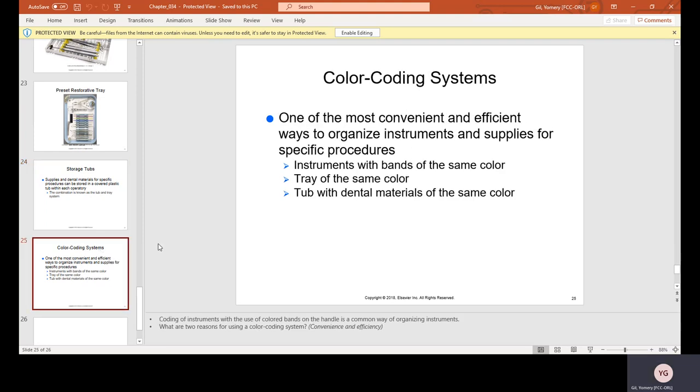And like I have previously mentioned earlier in the lecture, color coding systems. One of the most convenient and efficient ways to organize instruments and supplies for specific procedures are instruments with bands of the same color. So if you see a whole bunch of instruments that all have yellow bands, then that means that all those instruments go together. If you see a whole bunch of instruments that all have blue bands, that means that all those instruments go together. Or a tray of the same color, or a tub with dental materials of the same color.